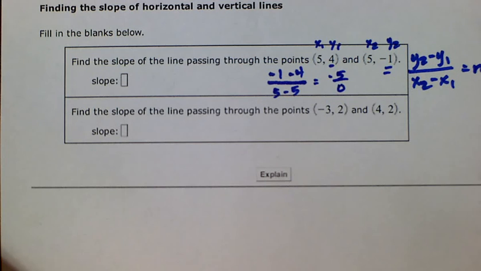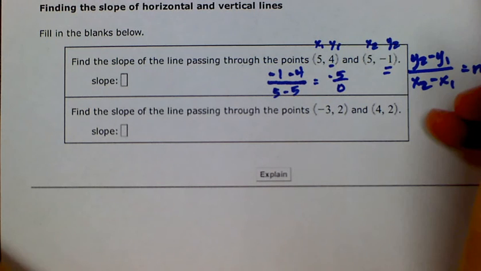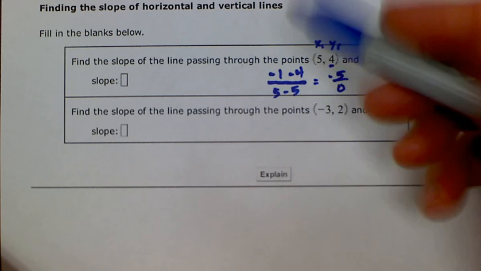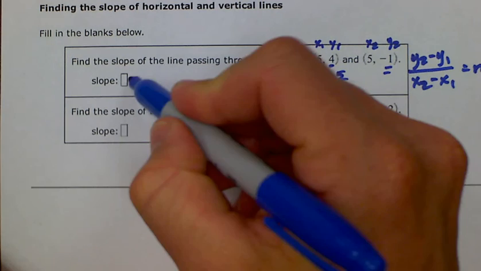And we know that you can't divide anything by 0. We can never have 0 on the bottom of a fraction. This is undefined. So we know that this is the slope of a vertical line, which is undefined.